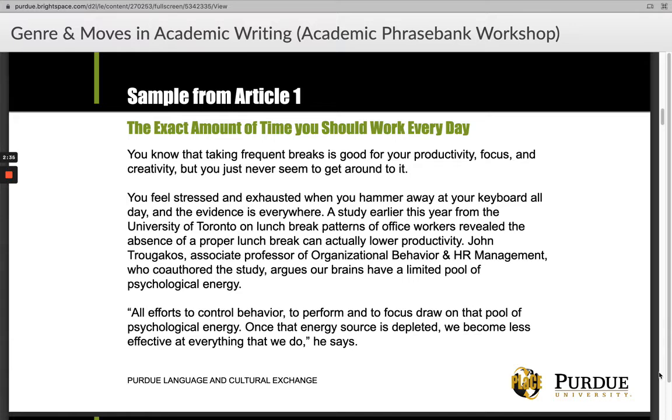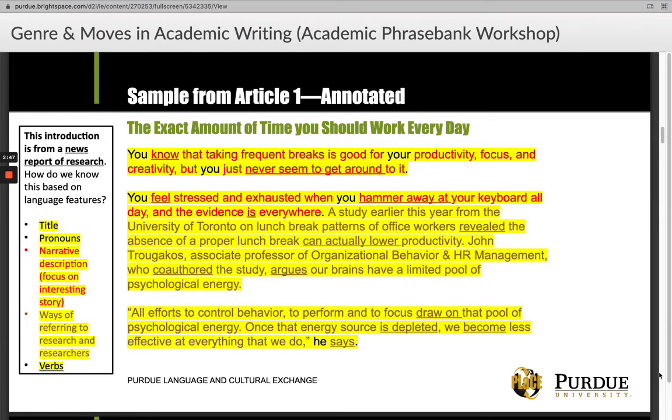So here's the first sample, and instead of teaching this like I would in a class, I'll let you pause the video if you want to read this, but the answer is this is from a news article, a report for the general public about research. How do we know that? Well, let's look at some of these moves. So I've analyzed the text. You can pause the video if you'd like to go into more detail, but some of the features that we can notice include the title, the pronouns, which are second person pronouns talking to an individual reader, addressing them directly as you.